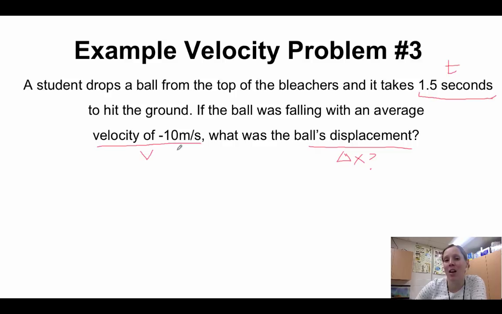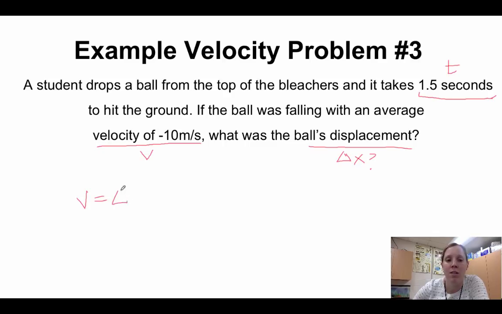Notice that negative sign on velocity. Remember, that tells you direction. And this kind of makes sense because they're dropping a ball. And remember, the downward direction is considered negative movement. So let's go ahead and plug it in. I'm just going to do a little double check of my units. It looks like velocity is in meters per second, and my time is in seconds. So that shouldn't be an issue at all this time.